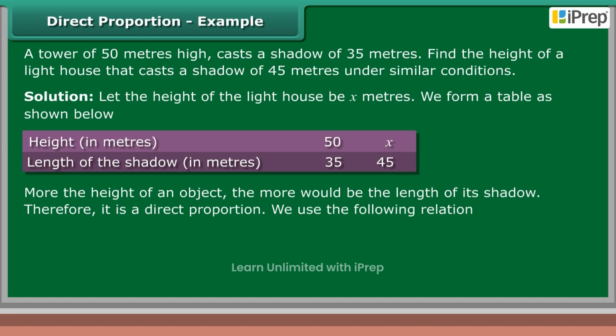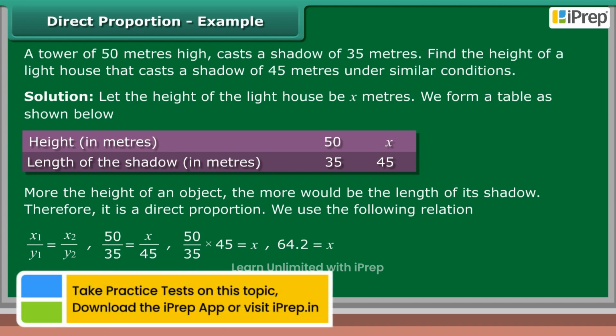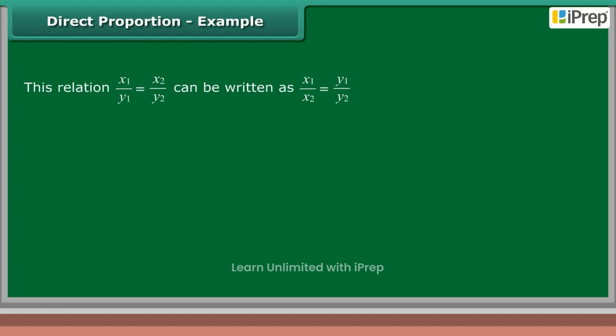We use the following relation: X1 upon Y1 is equal to X2 upon Y2. 50 upon 35 is equal to X upon 45. 50 upon 35 into 45 equals X. 64.2 is equal to X. The height of the lighthouse is 64.2 meters.